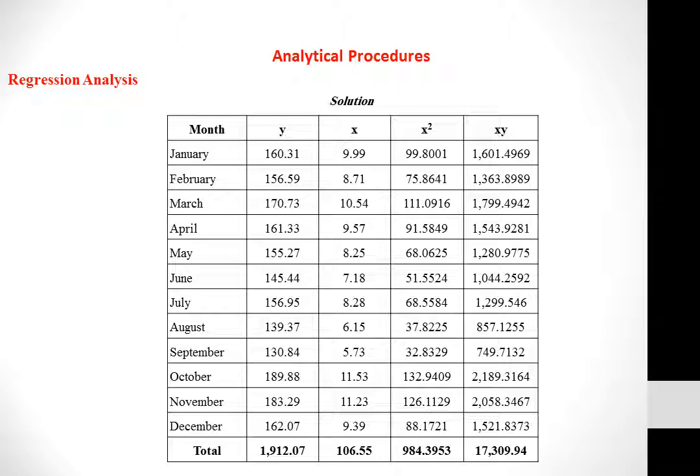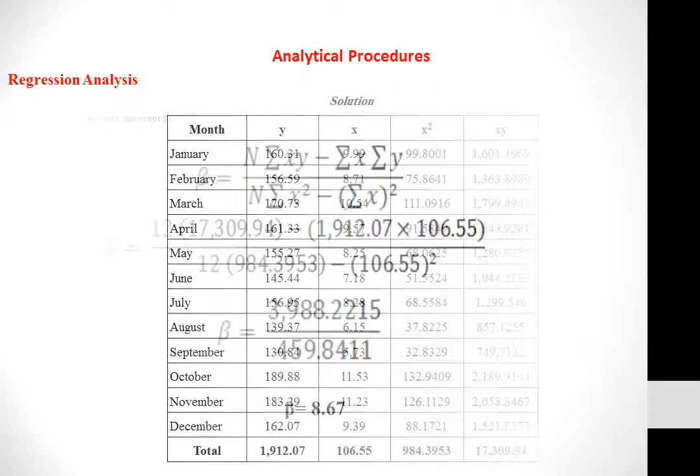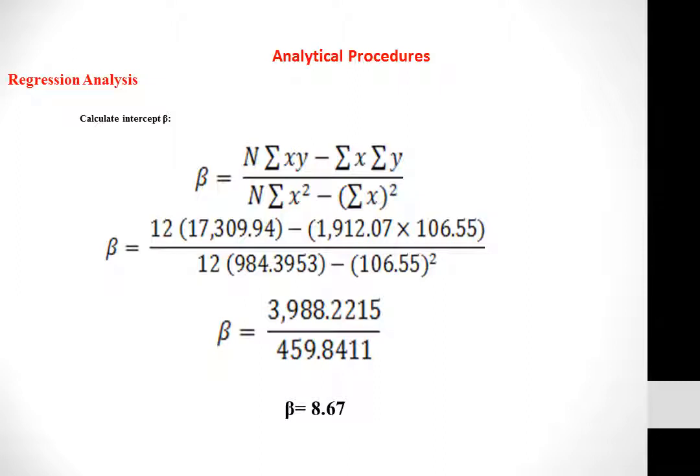Then in the last row we sum each column: the total of y, the total of x, the total of x power 2, and the total of xy. This is what we are going to do in this table. After we finish the table, now we are going to get B and A.